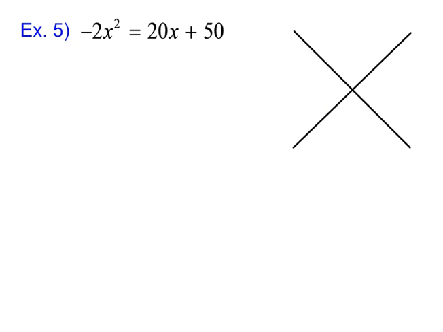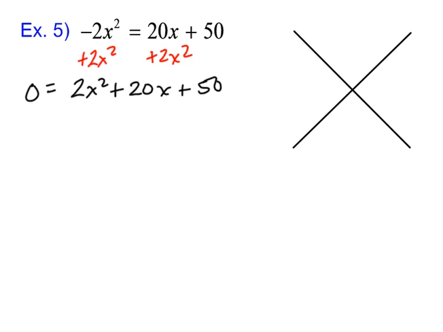Here we have negative 2x squared equals 20x plus 50. Again, it's not in standard form, so we're going to start out by adding 2x squared to both sides to get everything to the same side. So I get 0 equals 2x squared plus 20x plus 50.